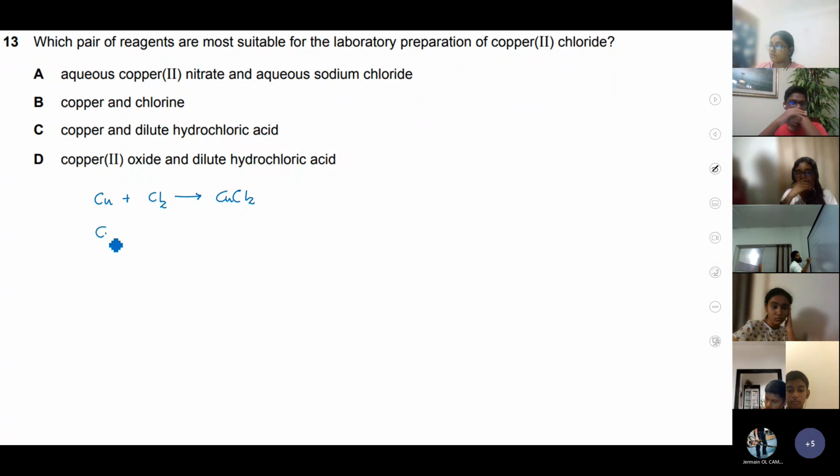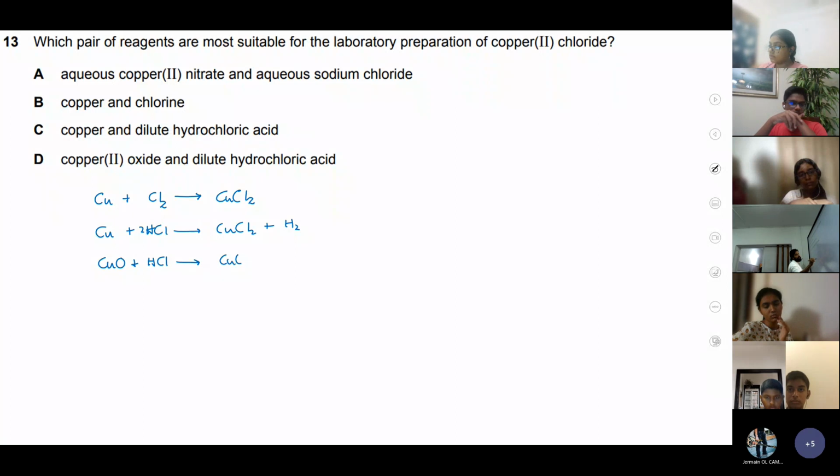You can start with reacting metal and acid. You can get copper(II) chloride and hydrogen. You can start with reacting oxide and acid. Anyway, it is HCl, and water, because you need the chloride ion. You can start with copper hydroxide.